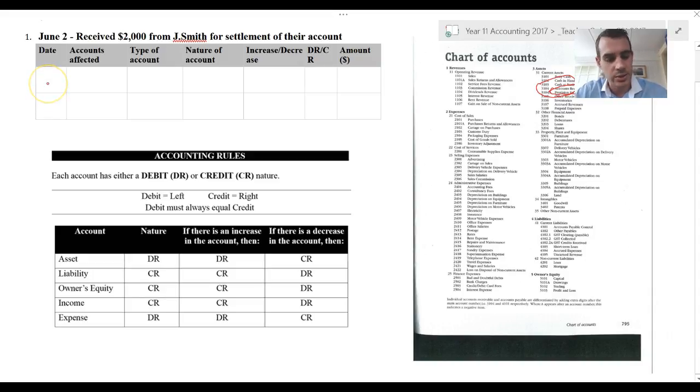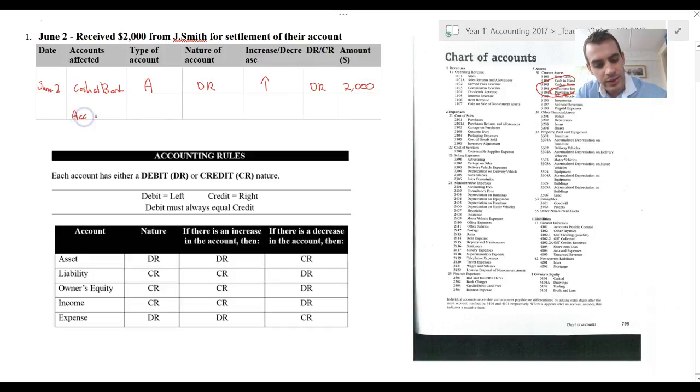Let's now fill out this transaction table. The date is June 2. Accounts affected. The first account was cash at bank. We know cash at bank is an asset account. The nature of assets are debits. We've received money. Our bank account has gone up. It's going to stay a debit for $2,000.